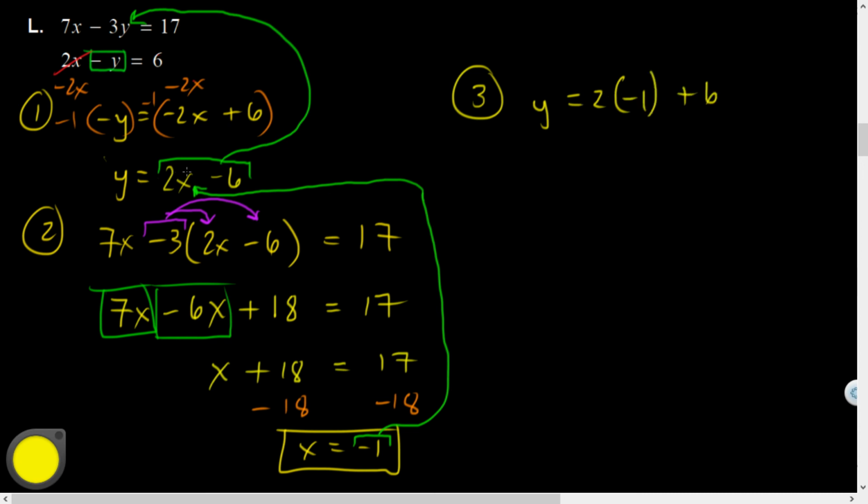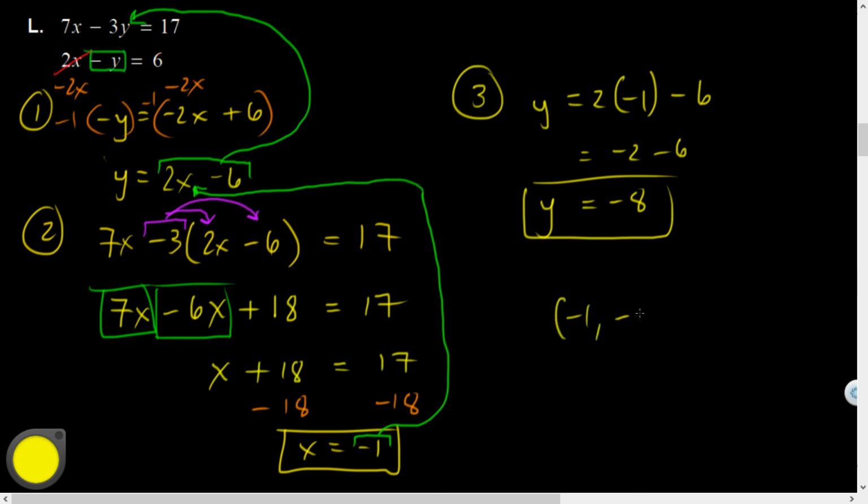I've replaced x with negative 1. And so that is equal to negative 2 plus 6. I get y equals... Oh, thank you. Good call. Helping me out. That was a minus 6. Yep. So that's negative 2 minus 6 equals negative 8. So my solution is negative 1 comma negative 8. All right, so that is substitution.